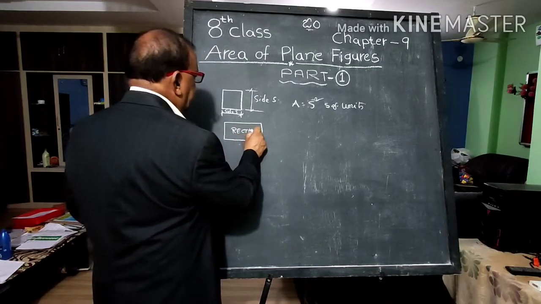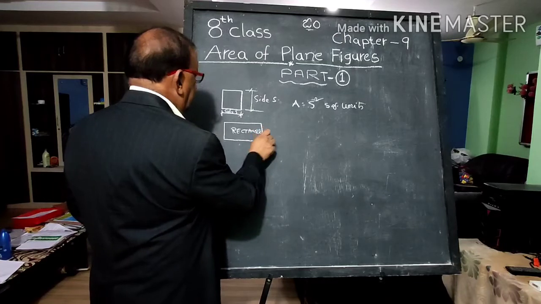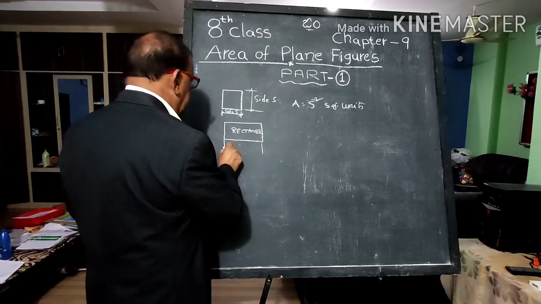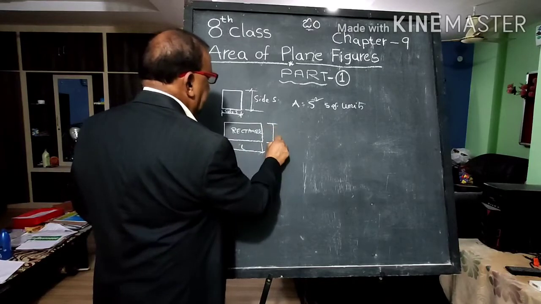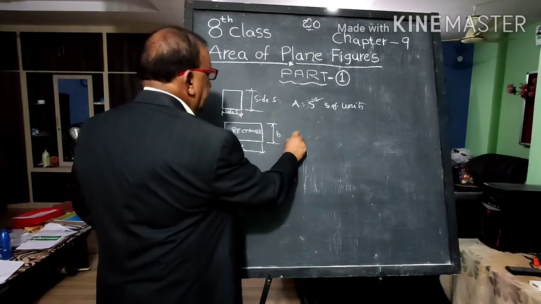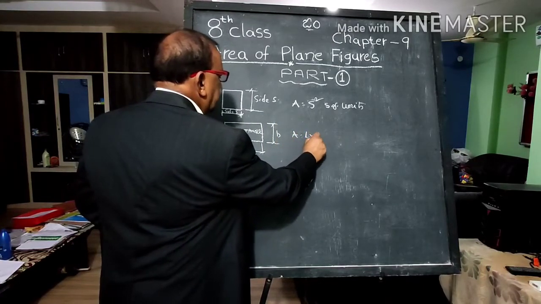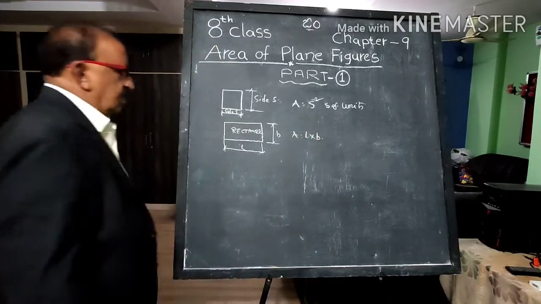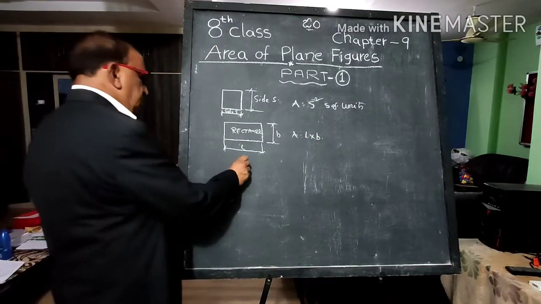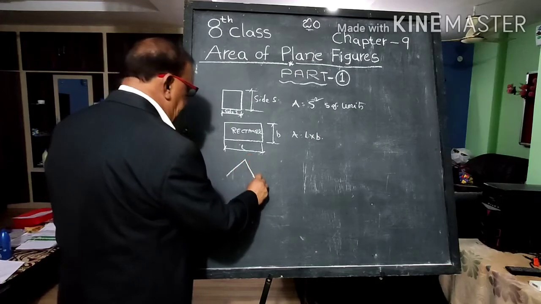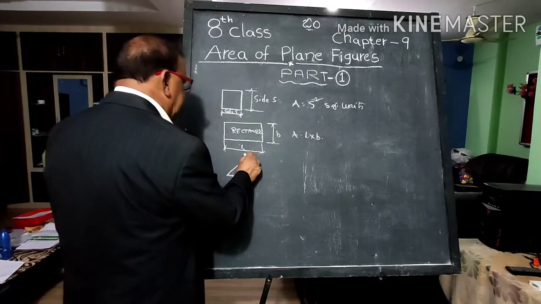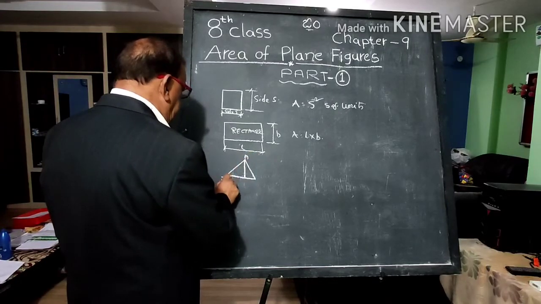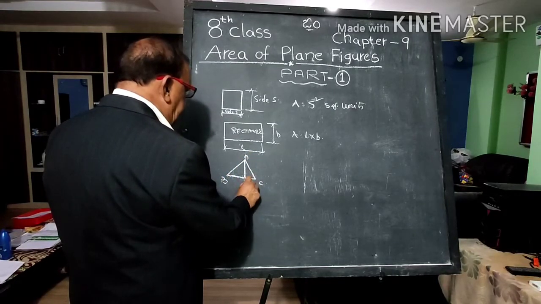In the case of a rectangle, you know that if this is the length of the rectangle, L, and this is the breadth of the rectangle, B, then the area is equal to L into B. And then you also know, in the case of a triangle, let us say the triangle is ABC and AD is the altitude.